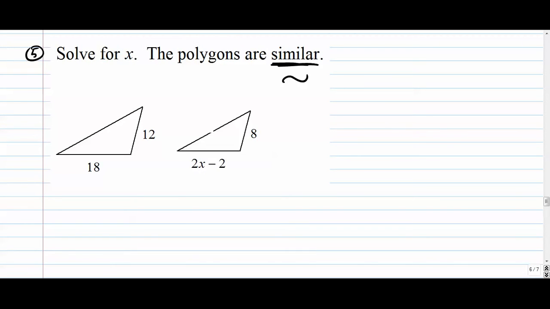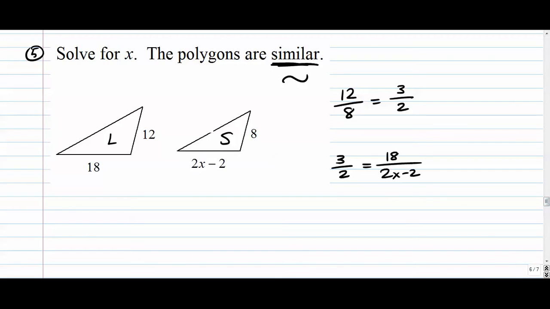But the 12 and the 8 will give me my scale factor. Divide them. They're both divisible by 4. So I get 3 over 2. That's my scale factor from large figure to small figure. This one's a little bit bigger than this one over here. So I go 3 over 2 is equal to 18 over 2x minus 2.